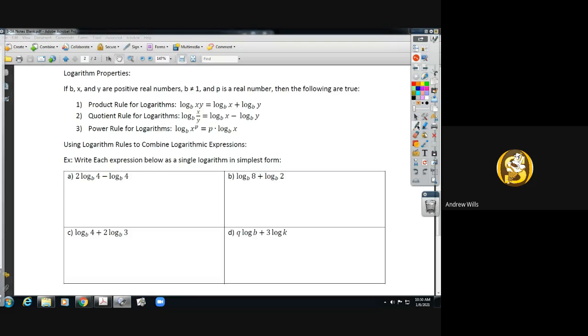So the first thing we do is we have this 2 in front of the first logarithm. We are going to use the power rule to move that 2 up and make it an exponent on the 4. So that would give us the expression log base b of 4 to the second power minus log base b of 4.